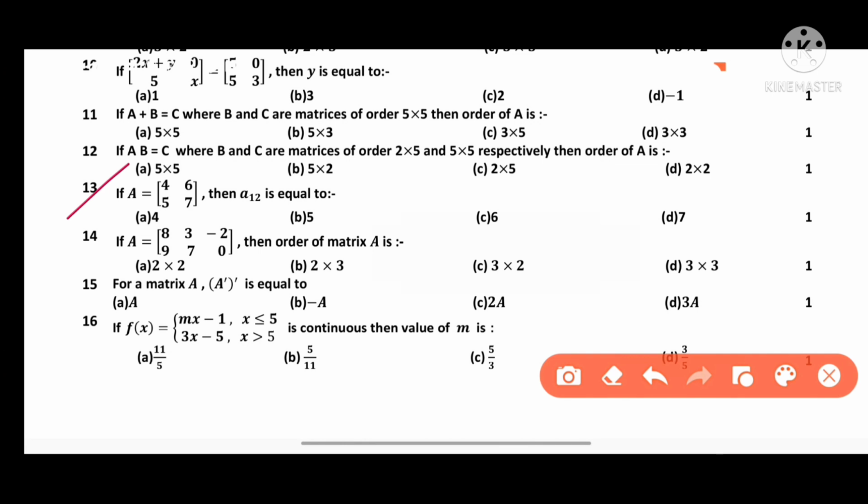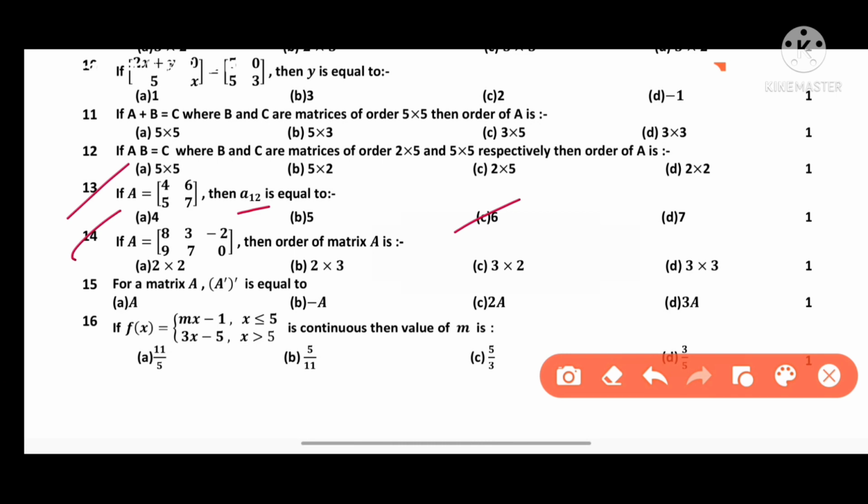Now A12 is first row and second column. First row, second column, that is 6. 13th question, C option. Next, 14th question. If A is equal to [3, -2, 9; 7, 0, ...], then order of matrix A is.